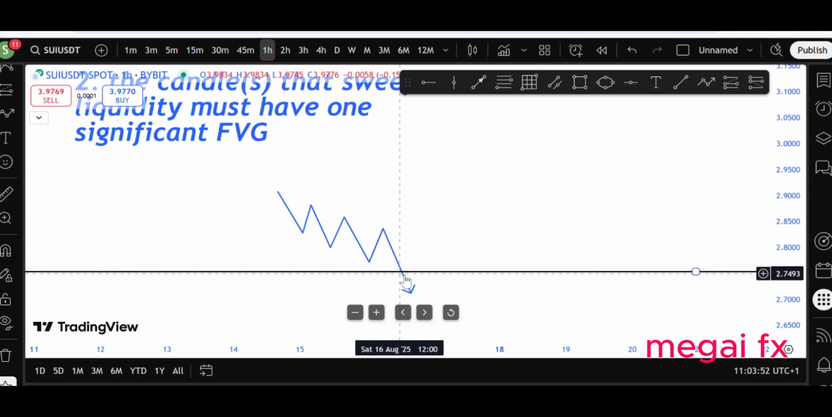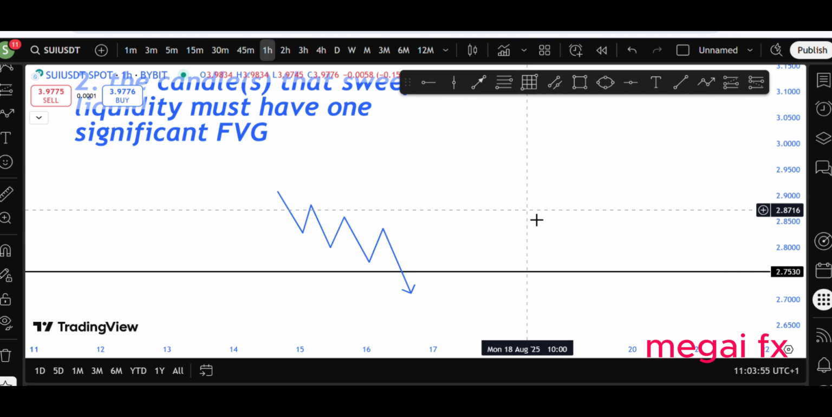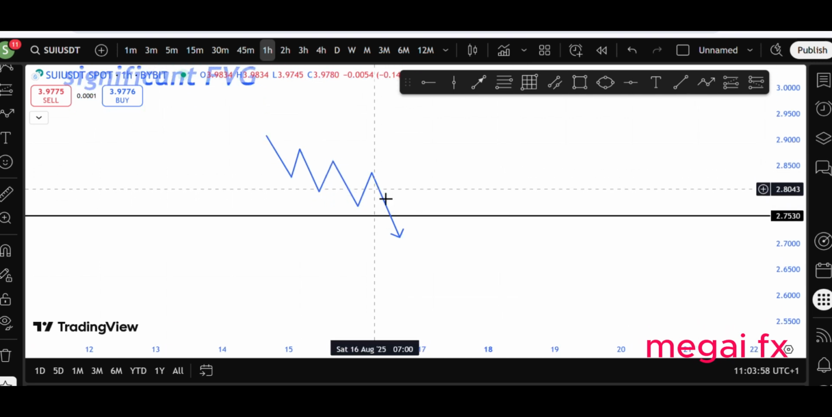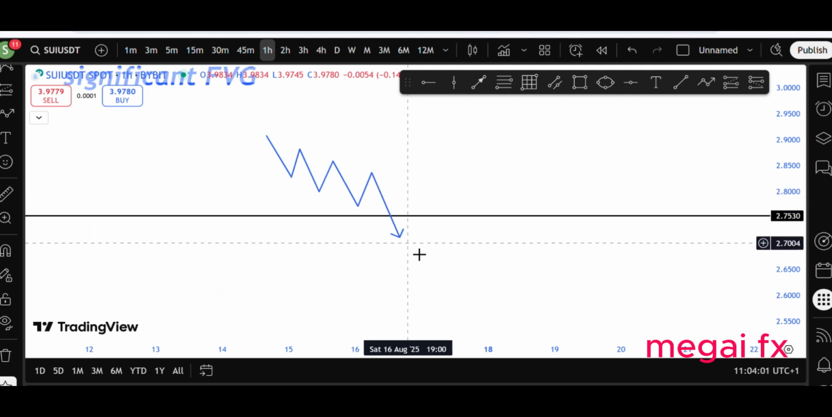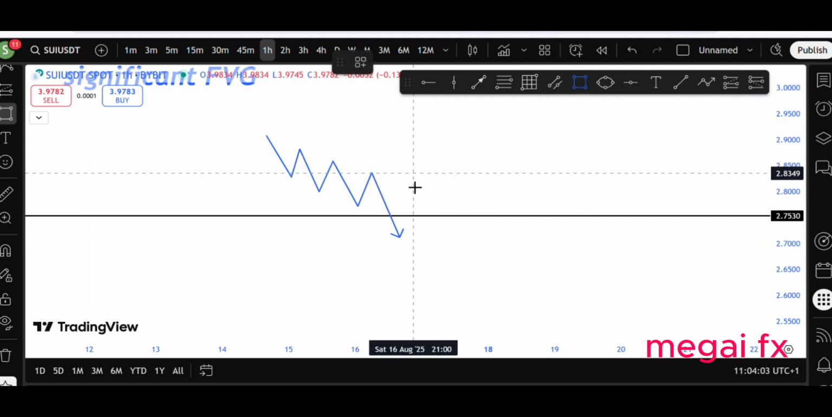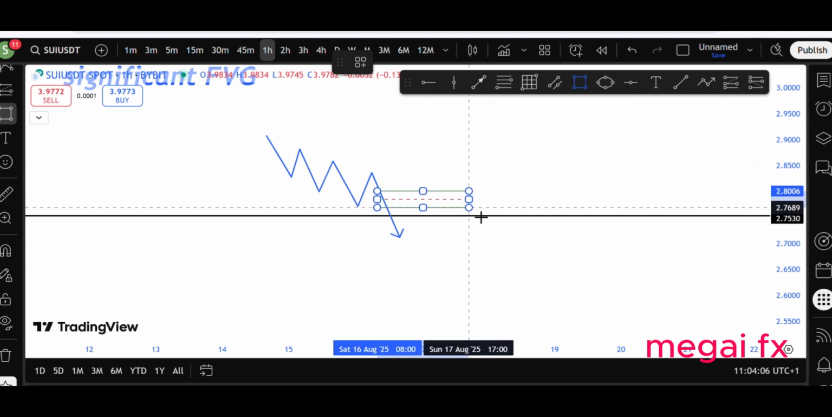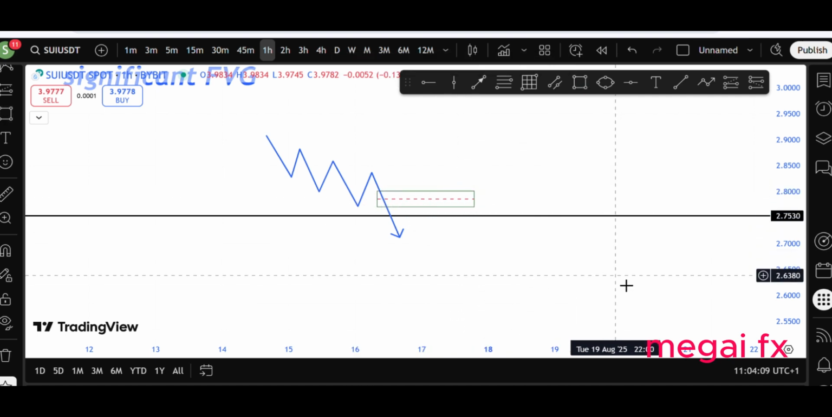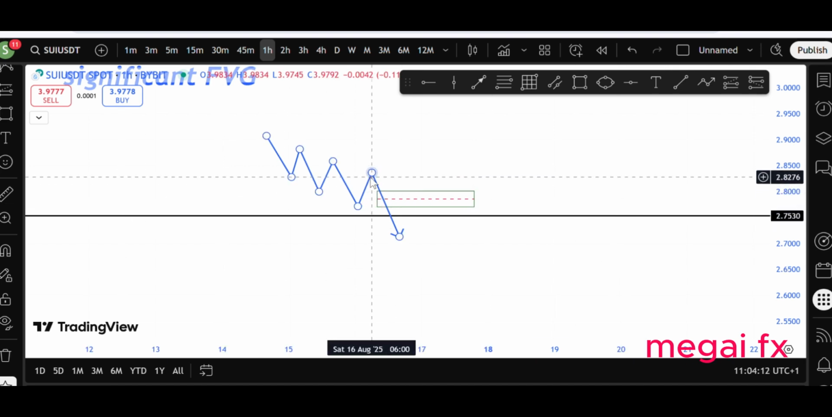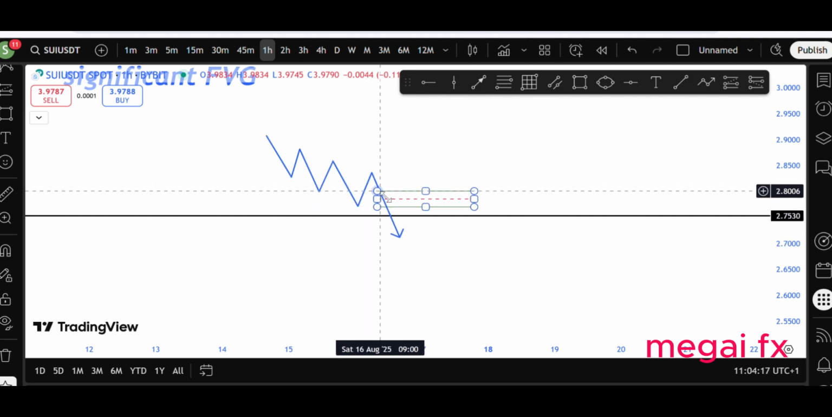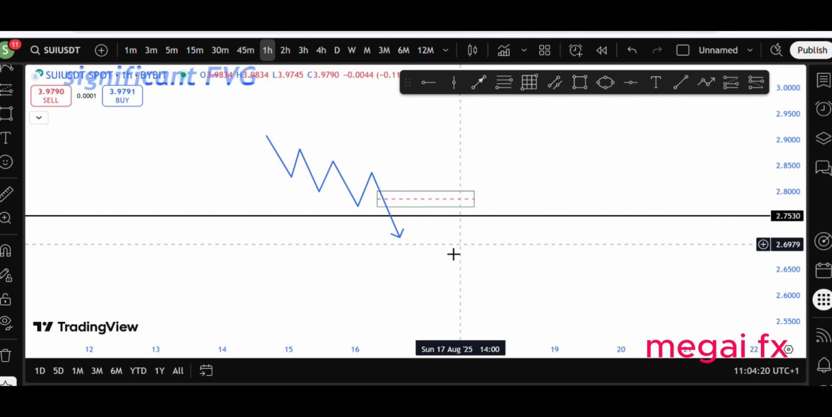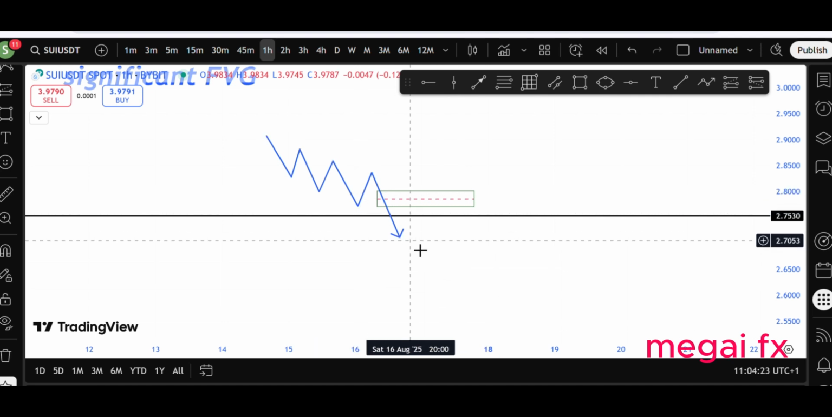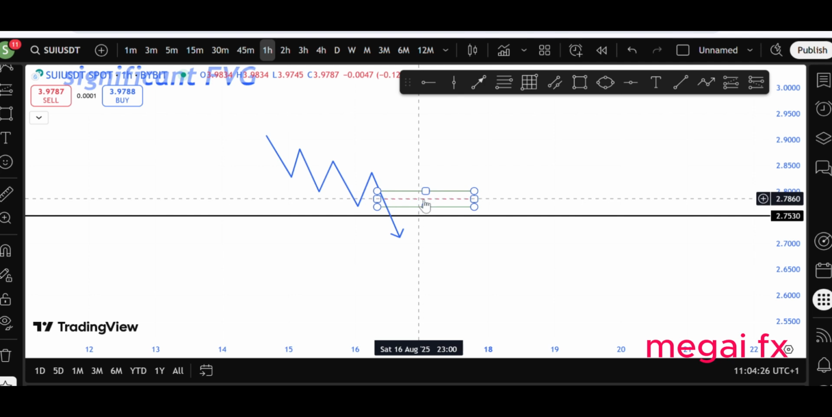Then on this move, we must have one singular fair value gap that price created on this leg before taking this liquidity. So this is what I mean. Anywhere around here, price must create one singular fair value gap within this range. So if we see it like this, then for this particular move to become an inversion FVG, because this is now a fair value gap, we need the inversion fair value gap for trade entry.